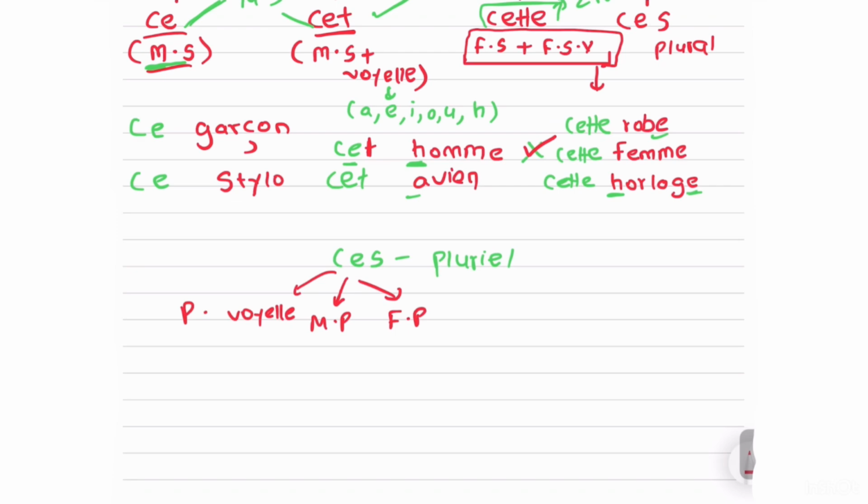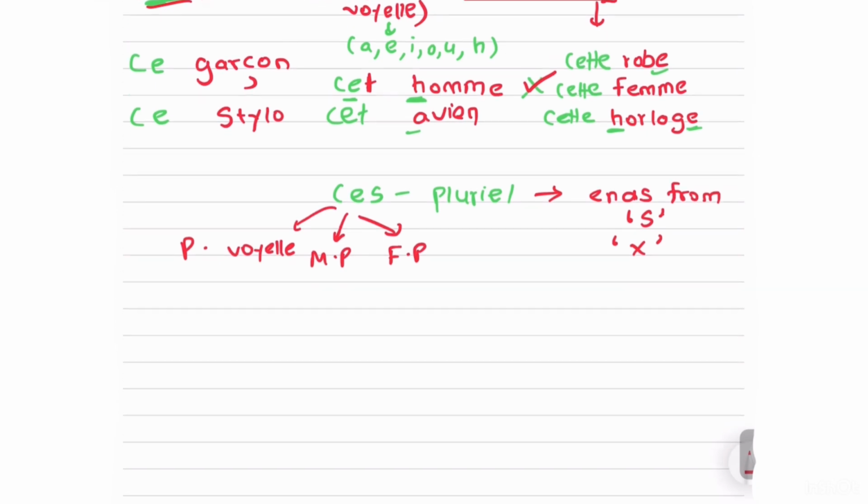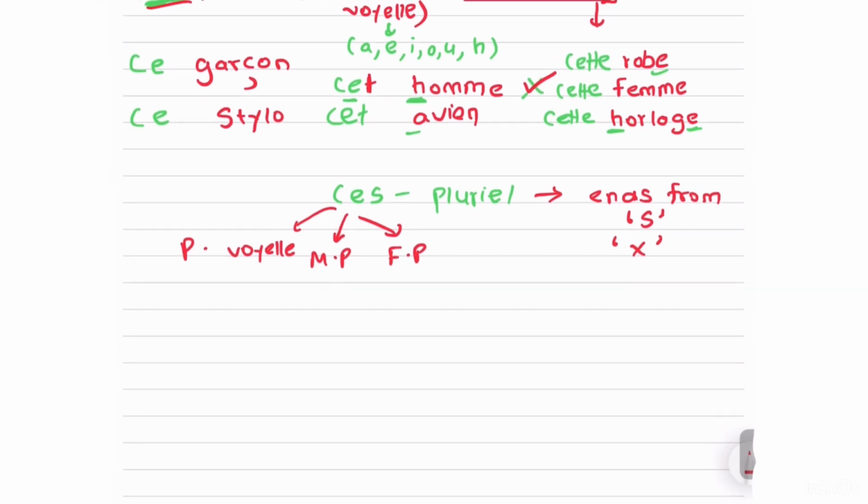Now how do I know it's pluriel? One way is that your noun ends with S or X. X is also considered plural in French. So for example, I want to say these books, so I'll take livre. Or I want to point to these animals. Animals in French is animaux.